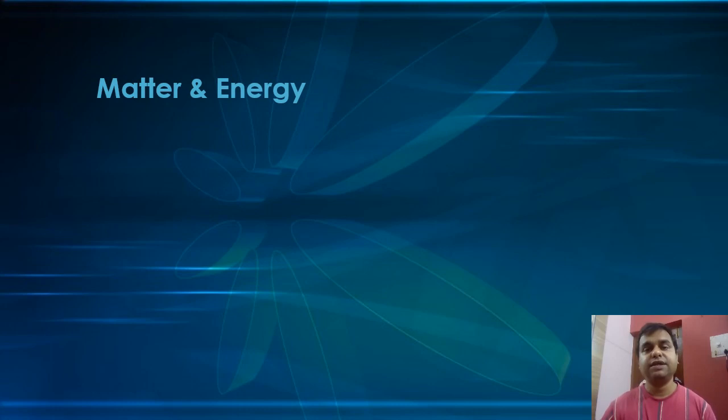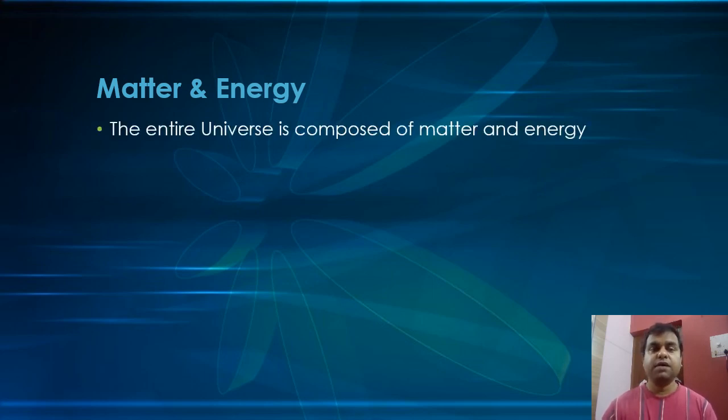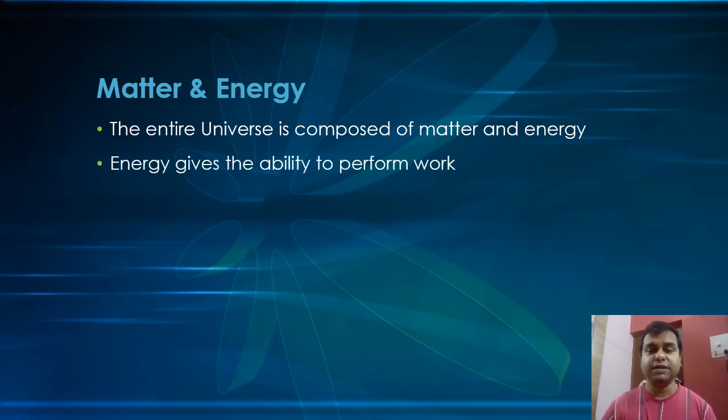So as I said, everything in the universe is made up of matter and energy. We'll look at what exactly is matter and what exactly is energy. The entire universe is composed of matter and energy, and energy is something that gives any object the ability to do work or to carry out certain functions, whether it is a human or a celestial body. When I say celestial body, it could mean a sun, moon, or for that matter, an asteroid or a meteorite. Everything needs energy to work. Without energy, it would not possess the ability to do any work.